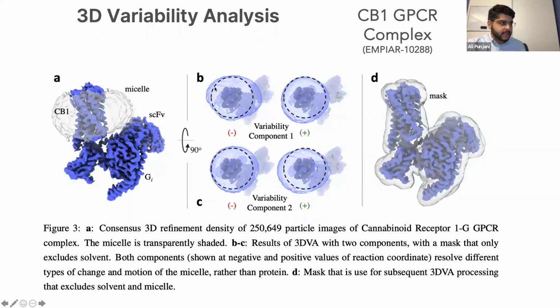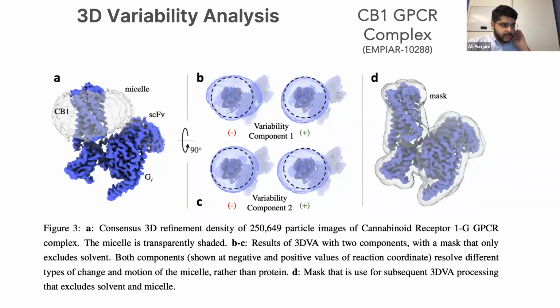And what you see is that all the variability is actually in the shape of the micelle changing along that axis of the family, and same with variability component 2. And they change the micelles in different directions. So in this way, 3D variability shows us that the micelle itself has a huge amount of variability, which is great to know, but not what we're most interested in.